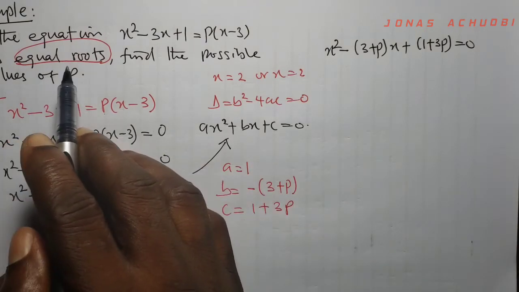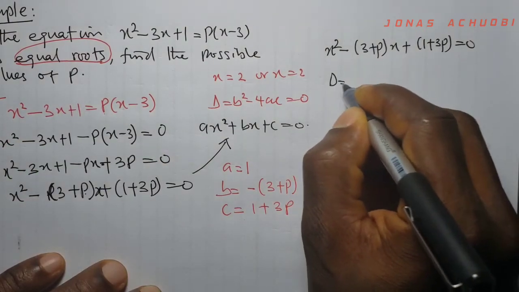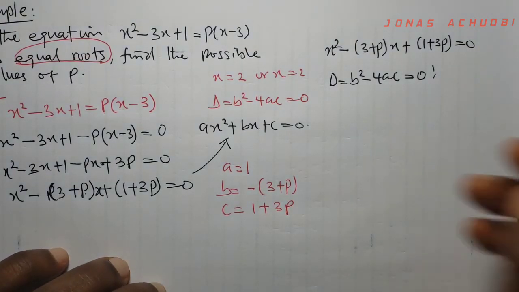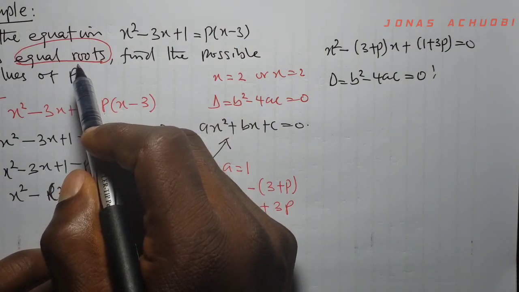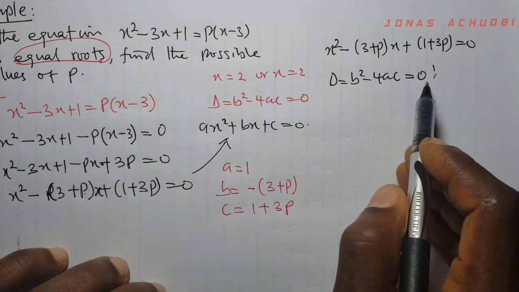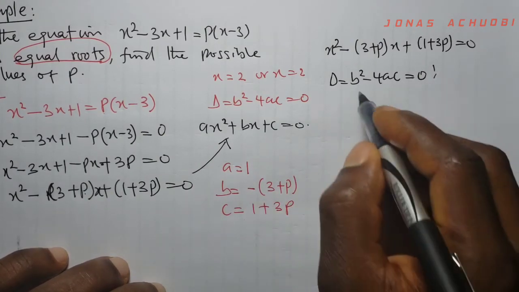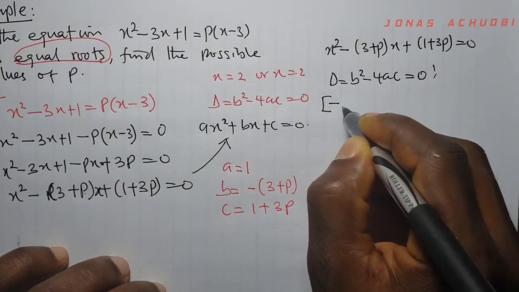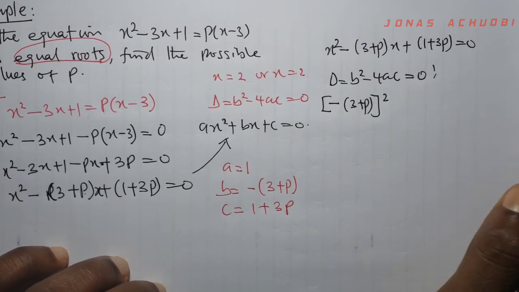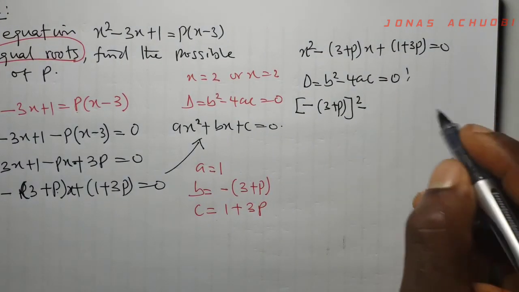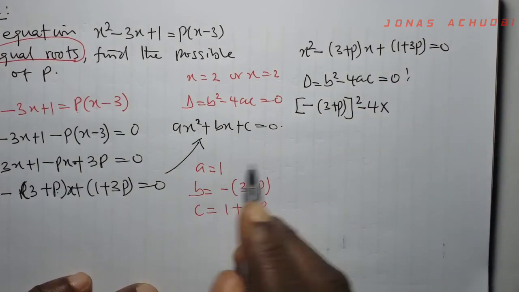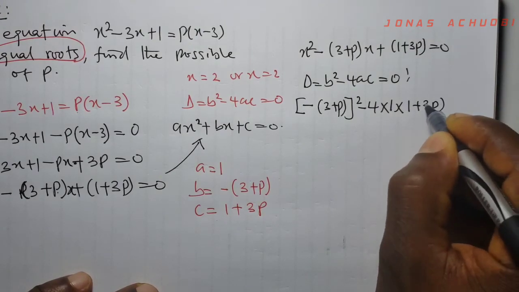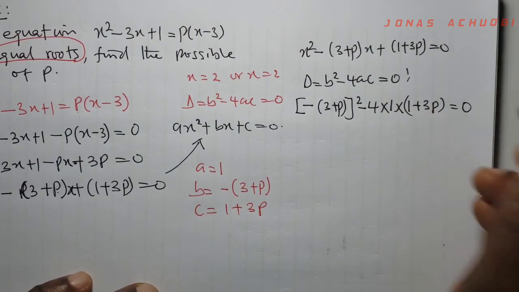Now we know that for equal roots, the discriminant D equal to b squared minus 4ac must be 0. We are told that the equation has equal roots, and that only happens when the discriminant is 0. So what is our discriminant in this case? b squared minus 4ac. Our b is minus (3 plus p). So we have minus (3 plus p) all squared minus 4 times a, our a is 1, times c, our c is 1 plus 3p, I put in brackets, equal to 0.